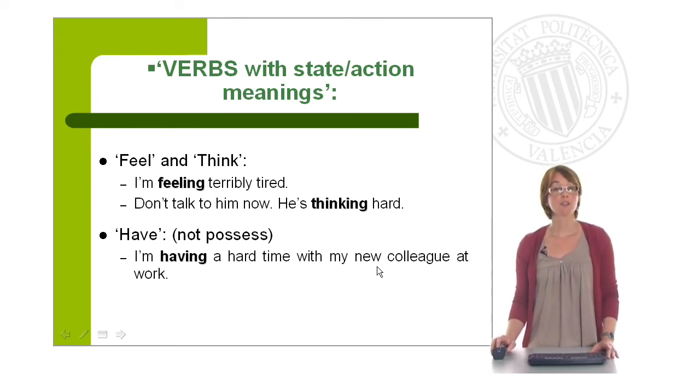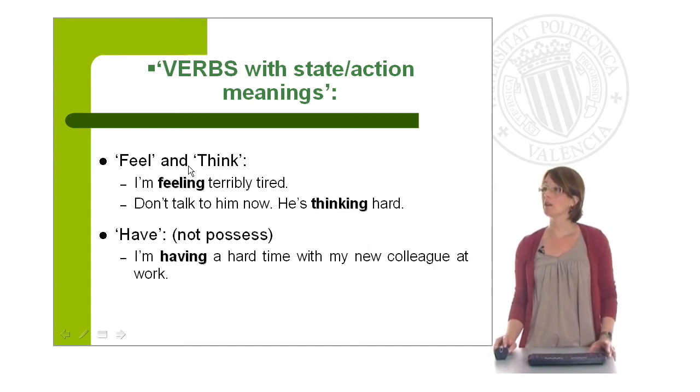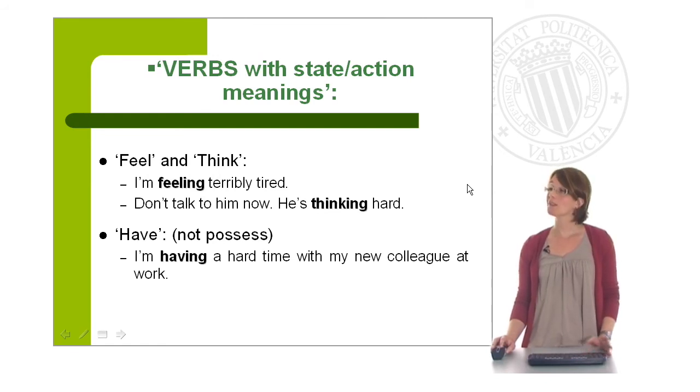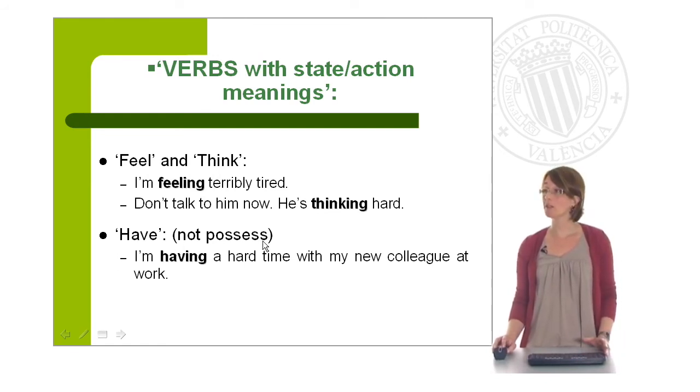Right. Now, sometimes we have verbs which can have a state and an action meaning. This is the case of the verbs that you have on the screen, feel and think. So these 2 verbs in the examples here are being used as action verbs. For example, I'm feeling terribly tired, or don't talk to him now, he's thinking hard. So these two verbs involve an action. The same happens to the verb have when the meaning is not possess. So if you have a look at the screen, we have the example, I'm having a hard time with a new colleague at work. So have here is not used with the meaning of possession.